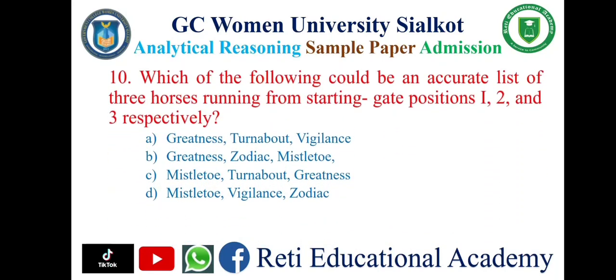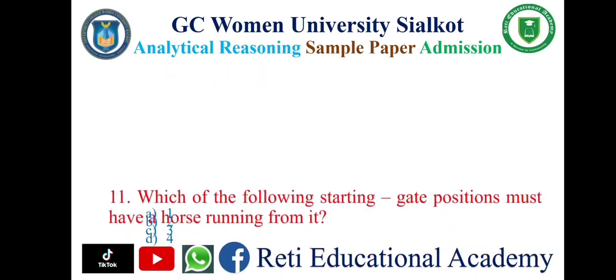Question number 10. Which of the following could be an accurate list of 3 horses running from starting gate positions 1, 2 and 3 respectively? Look at these options and think about the correct option. So the right option is D. Mr. Vigilance and Zoidek.